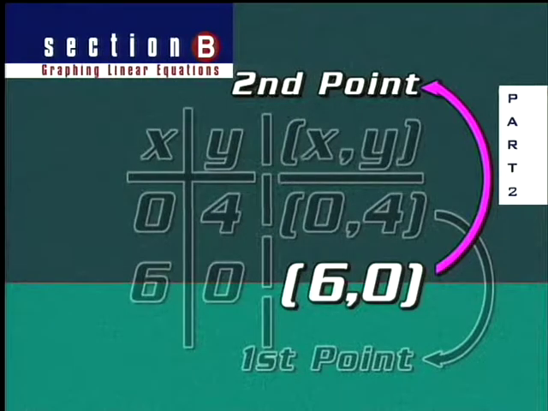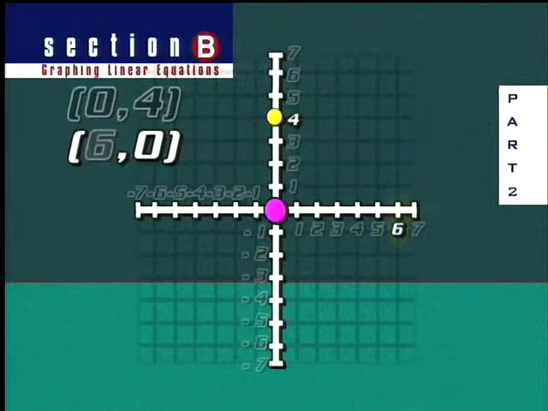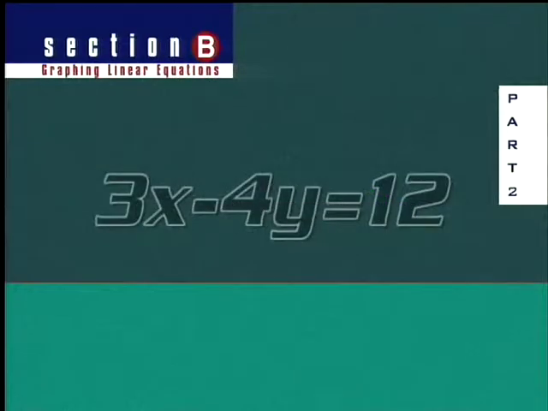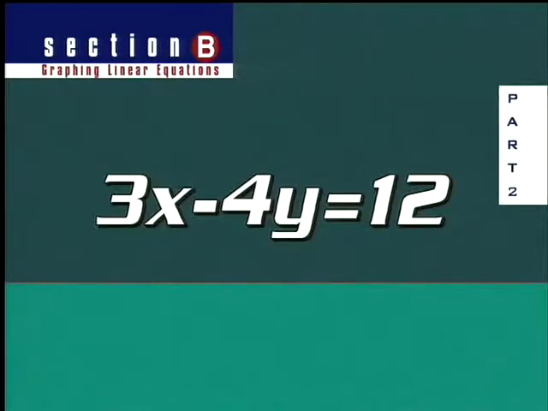Now for the second point, we go over 6 for x and up 0 for y. So our point stays right here. Now we just connect our points to get the line. See how we only need 2 points to make a line? Take the equation 3x minus 4y equals 12.